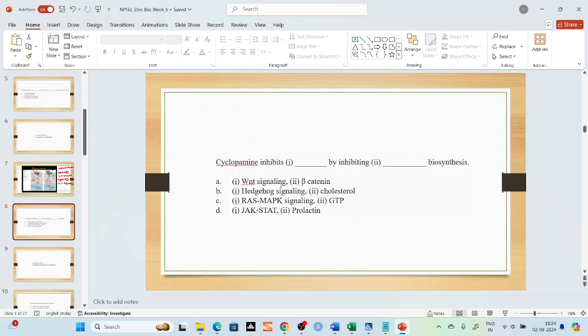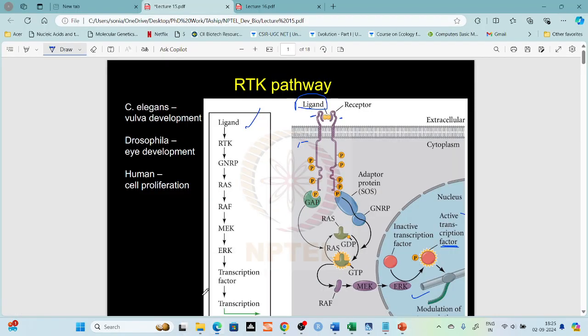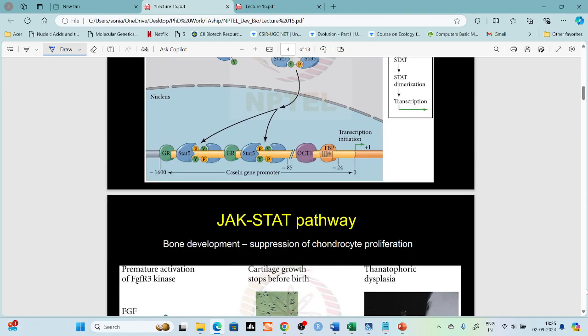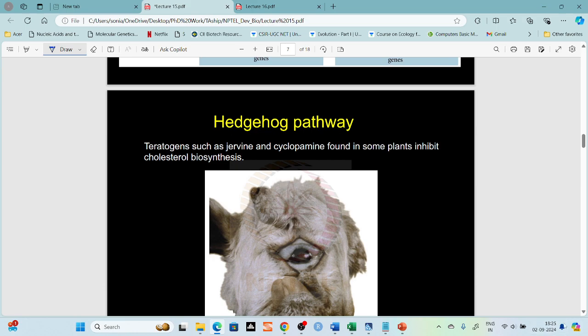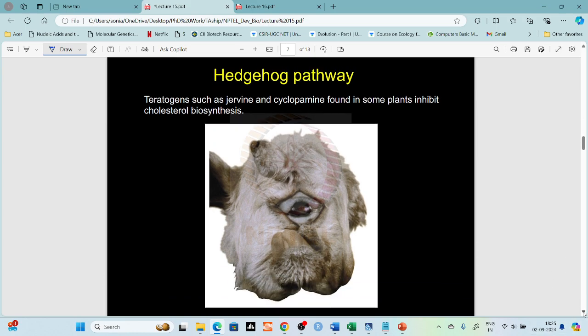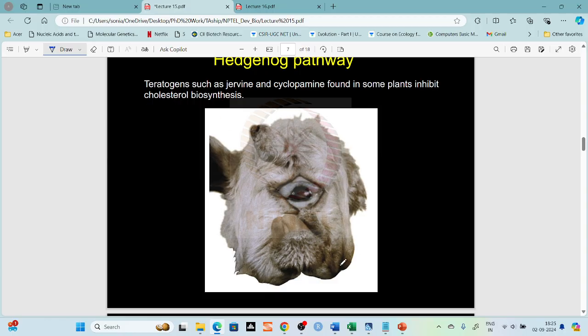So whatever the structure is, it is not synthesized properly because of teratogenic agents. In very simple words, it causes abnormality in the physiology. For example, you can see here, you see such a malformed face. Why has this malformation happened? Because of teratogens such as gervine and cyclopamine, which are found in some plants.